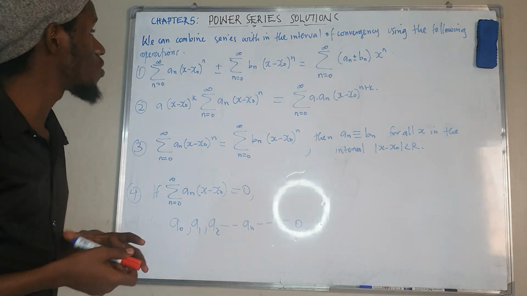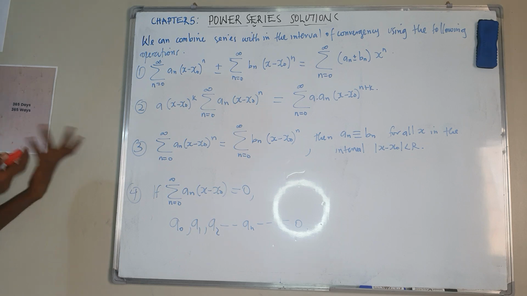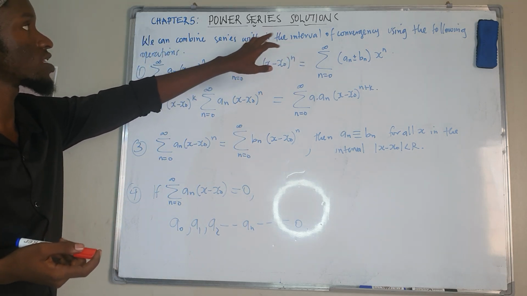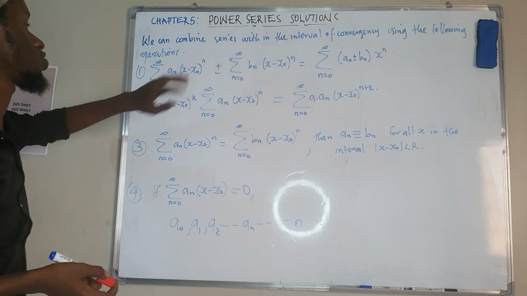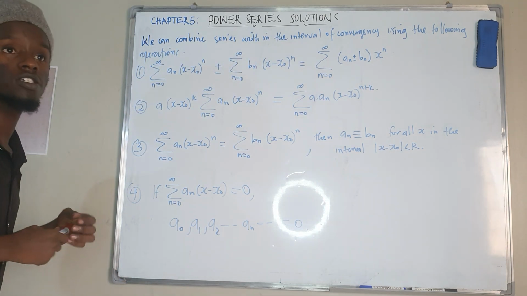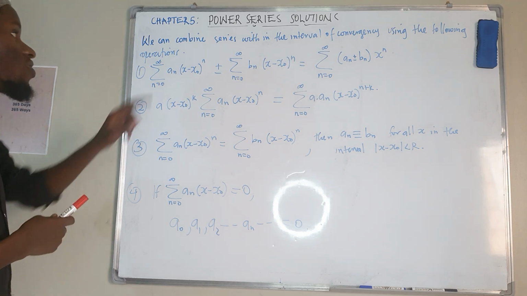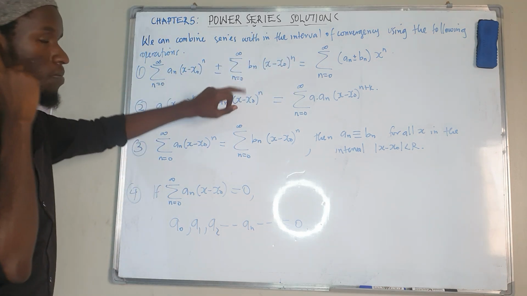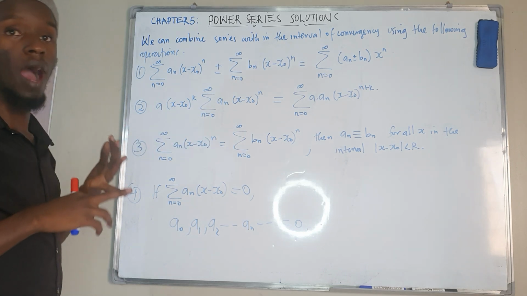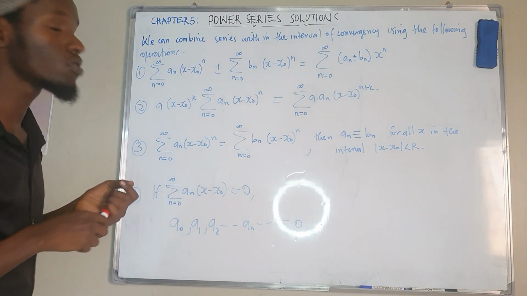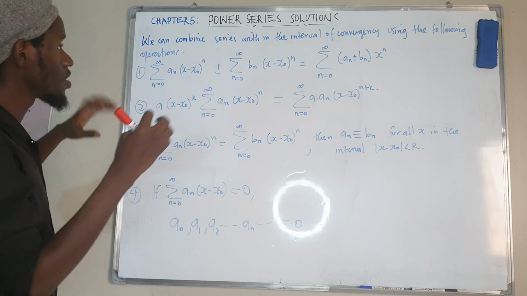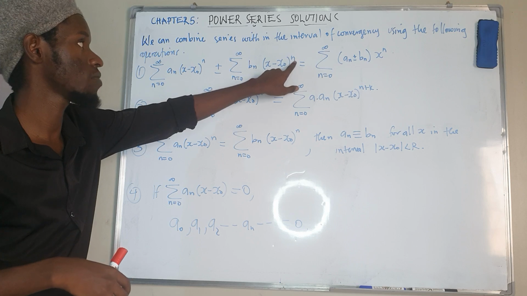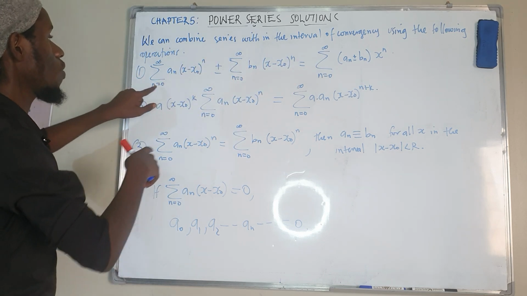Today let us see the cases where we can combine series with the same interval of convergence using the following operations. We shall always combine power series when they all have the same power, x to the power n, and when they all have the same starting point. I'm repeating it again.